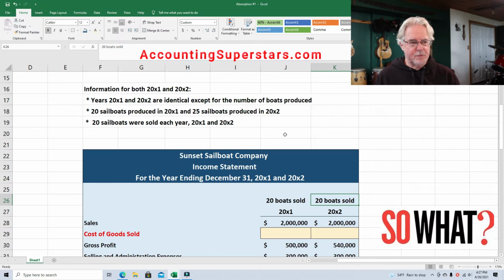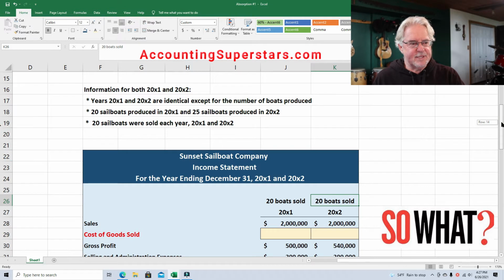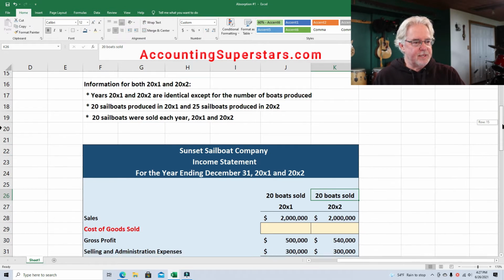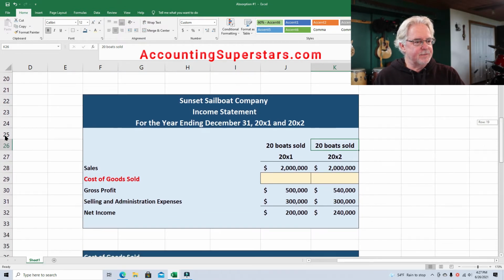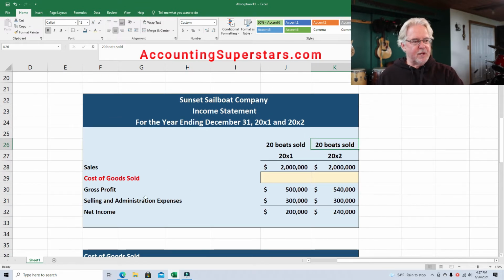Now, the income statement is based on sales, so you'd think that the income statement would be the same. So coming down to the income statement, here it is. I've got cost of goods sold here where you can't see it right now because I want to make a big point here. Look at this. Sales for 2001 was $2 million. They sold 20 boats, $100,000 per boat. And in 2002, they sold 20 boats at $100,000 each, and that's $2 million.